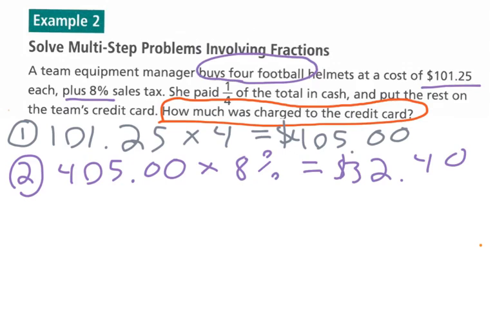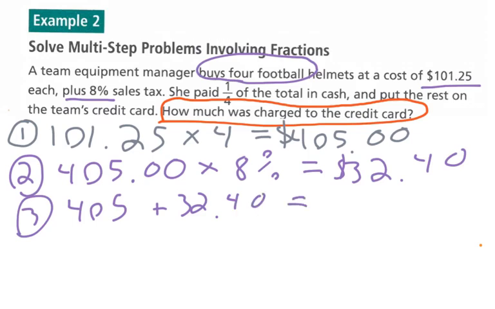$32.40. But now I have to take that total cost and I have to add it with my sales tax. So 405 plus 32.40. That gives me $437.40. So that is what the total cost of these helmets is. So that's how much all of it is going to cost. But it says that she paid for a fourth of it in cash and she put the rest on the card. So our next step, we got to figure out what a fourth of that is.